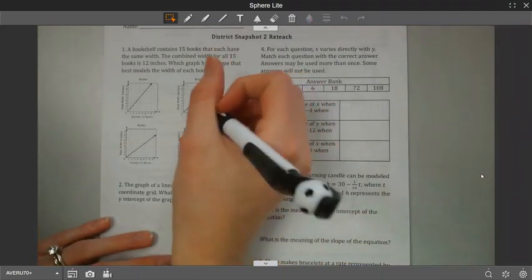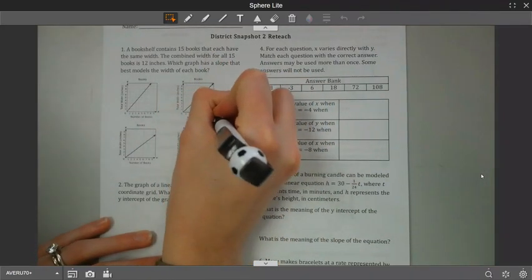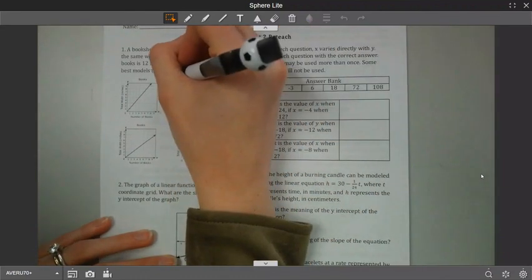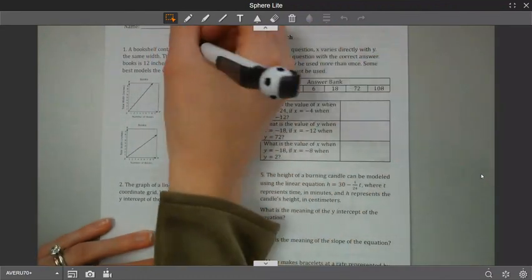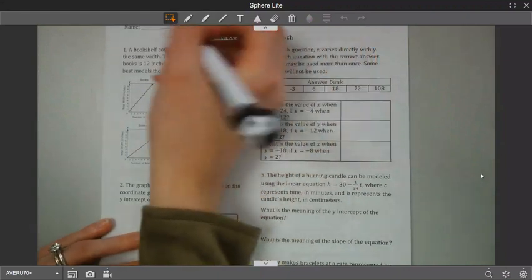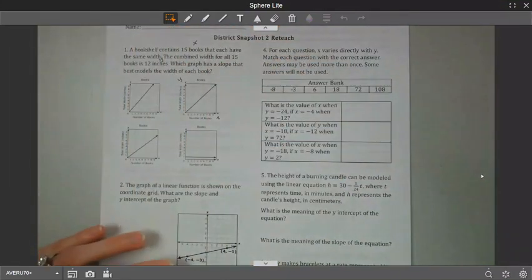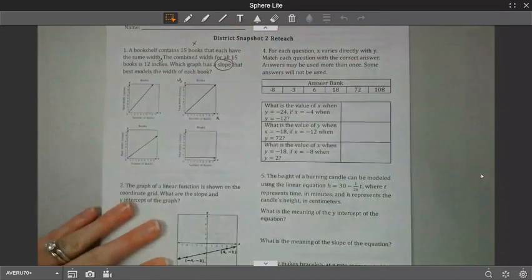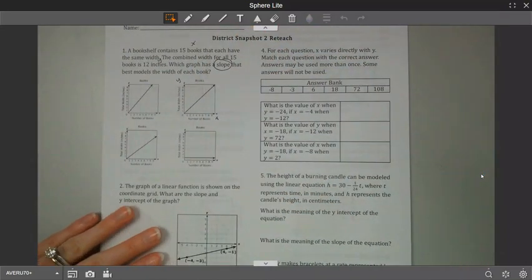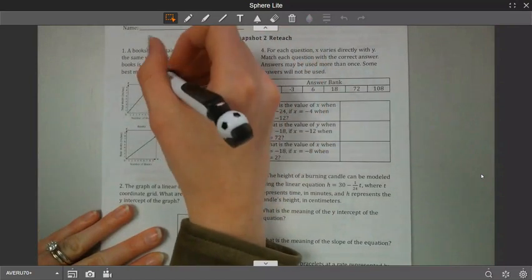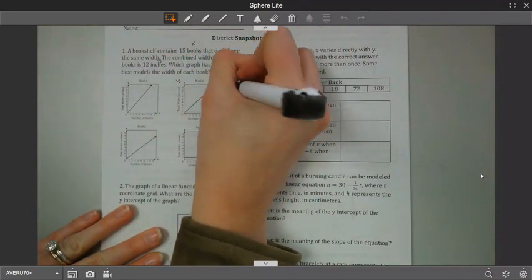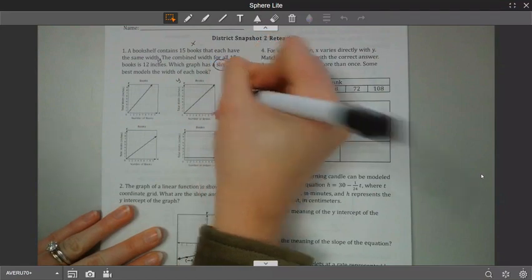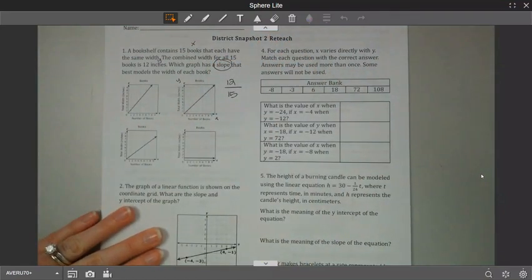Okay, so we have number of books as x and total width as y. So 15 books must be x, and the width must be y. So here I need to find the slope. So we're going to talk about y over x. Since 12 inches, the width, was y, I'm going to say 12 over 15, and then I'll be looking to simplify that.